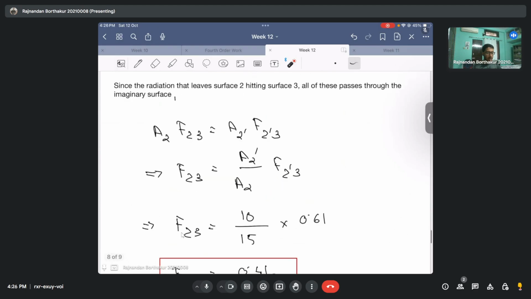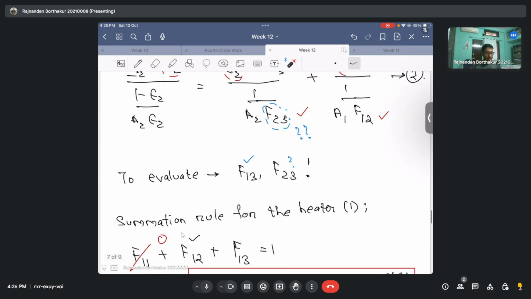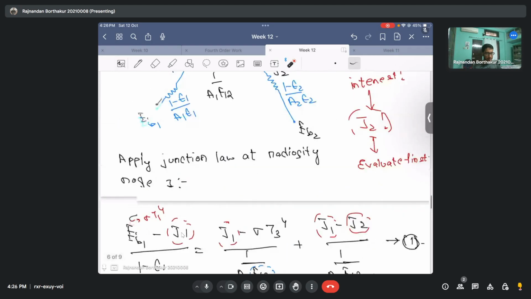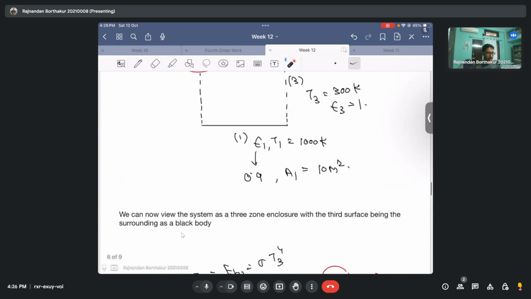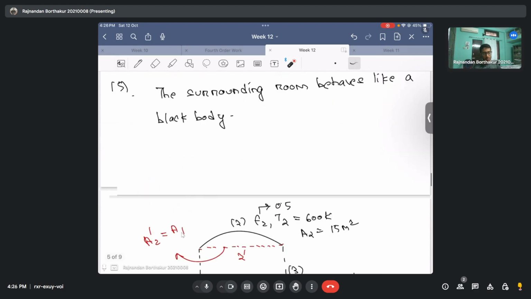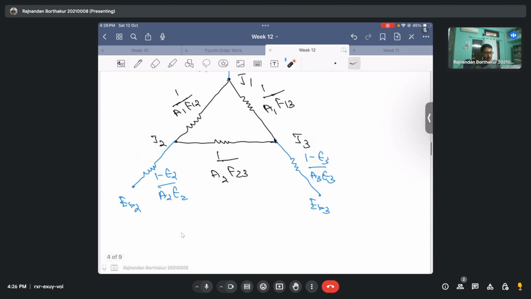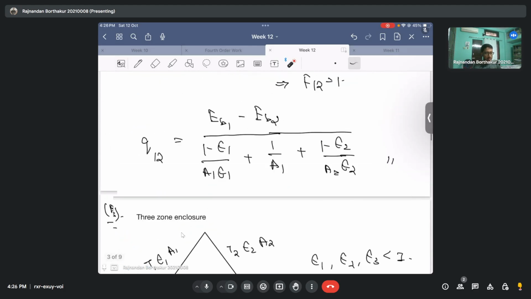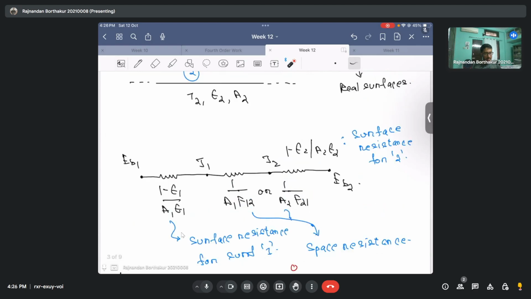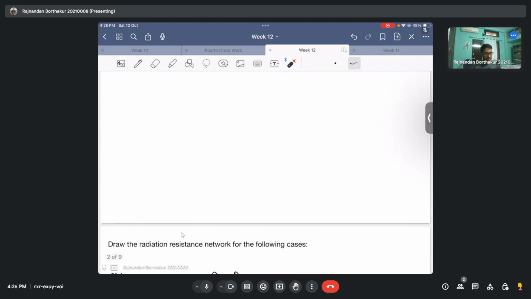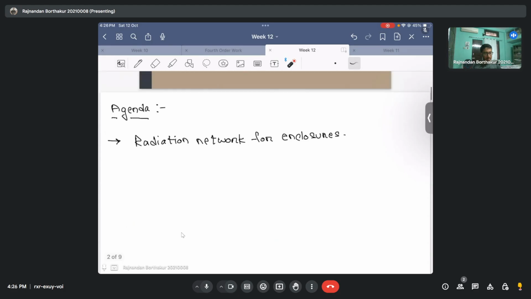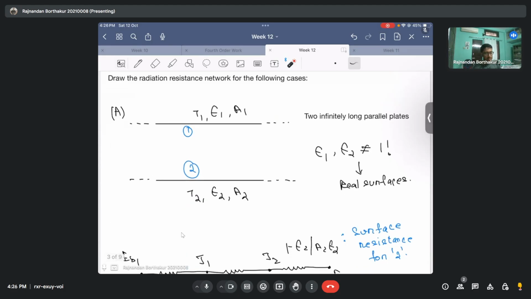I'll again stop here for a couple of minutes. If you have any doubts, you can ask. Or else, this is the agenda that I had for today's discussion. Mainly we had solved problems involving resistance networks in enclosures. If you have anything to ask or anything to discuss, I'll be happy to address.